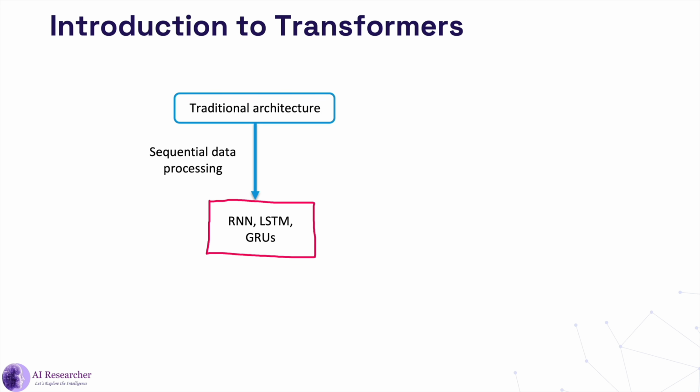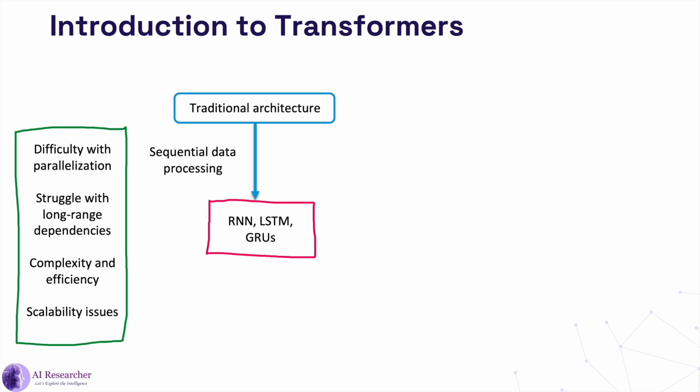While RNN, LSTM and GRU have been good at handling sequential data, they present several disadvantages compared to modern architectures like the transformer. So what are these difficulties or disadvantages? These models have difficulties with parallelization, which means that as these models process data sequentially, each step depends on the previous one, so it takes a lot of computational time, leading to longer training times, especially when the model is trained on a large data set.